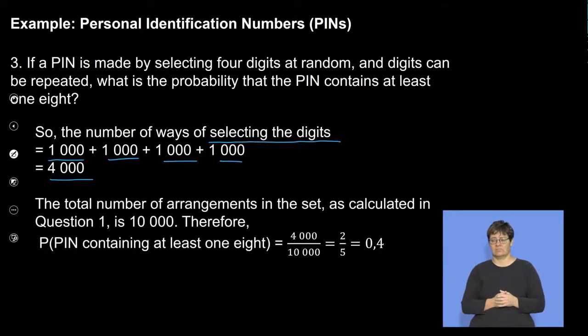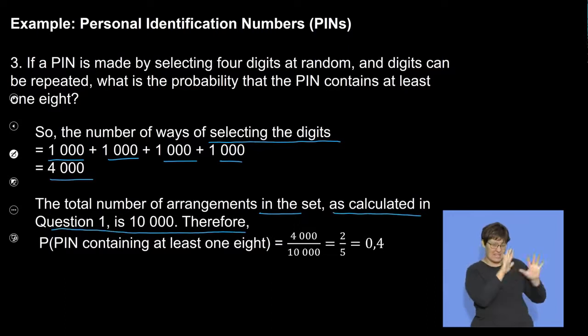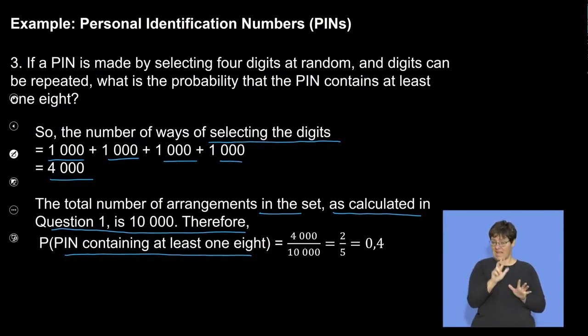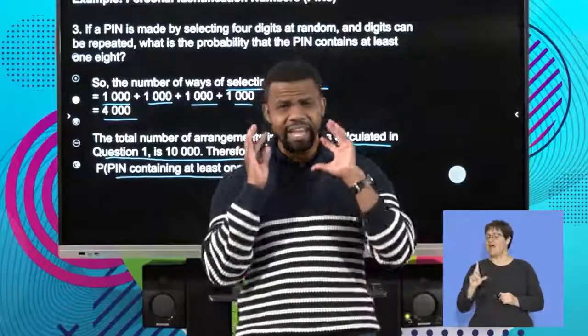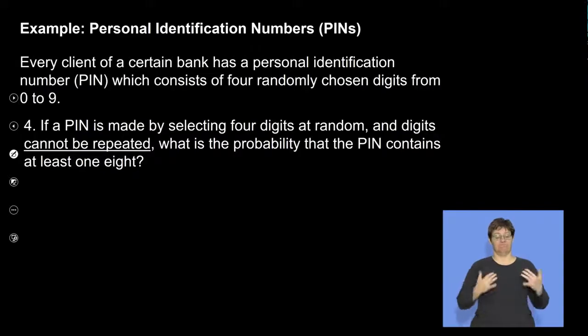Let's look at that. So the total number of arrangements in the set, as calculated in question 1, was 10,000. Okay, remember, which was 10 times 10 times 10 times 10, because it's 4 digits, and we can repeat. Therefore, the probability that a pin contains at least one 8 will be 4,000 divided by 10,000, which gives us 2 over 5, or 0.4, which is 40%. Read together. This is an interesting question. So our fourth problem, okay, which is similar.